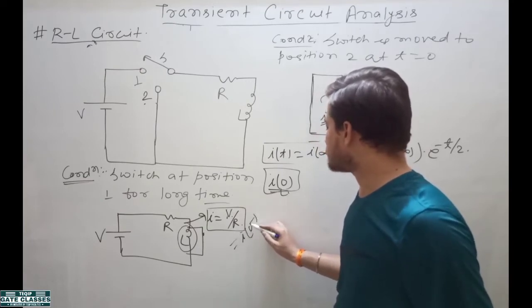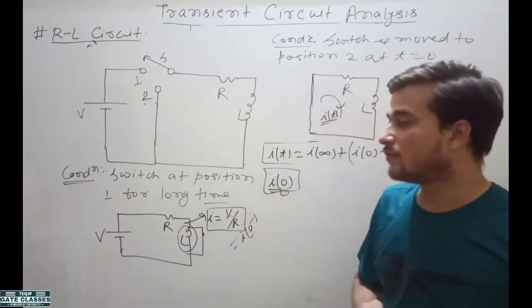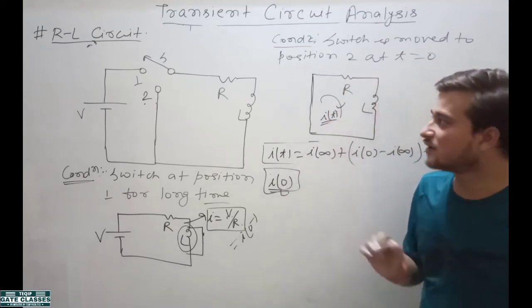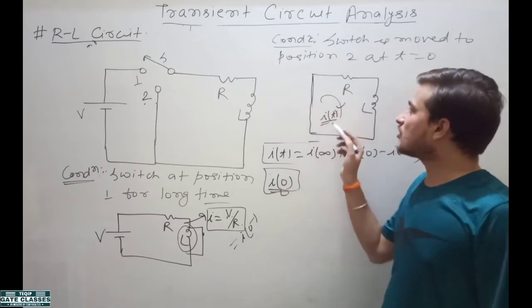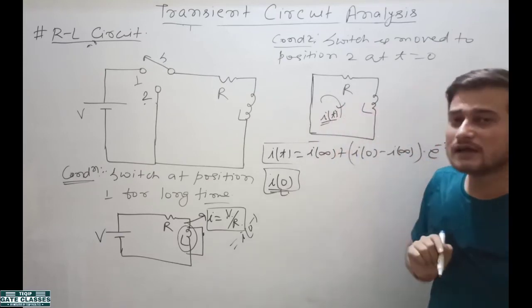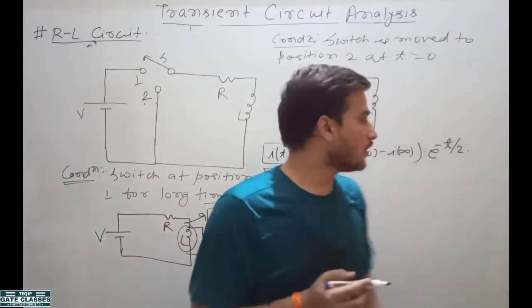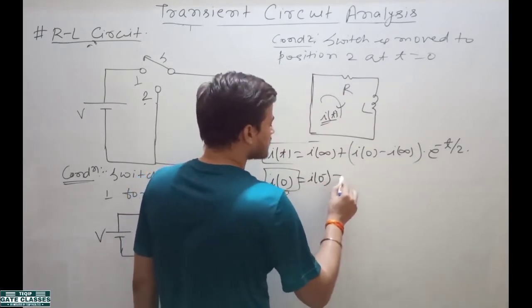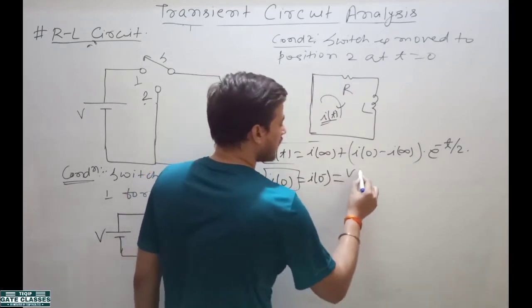So this current will be equal to I0 minus. Now you know the inductor does not allow sudden change in current. So the moment you change the position of the switch, the current will still be the same at that time. So you will write I0 equal to I0 minus, and it will be equal to V by R.